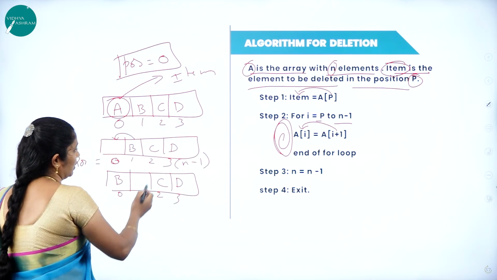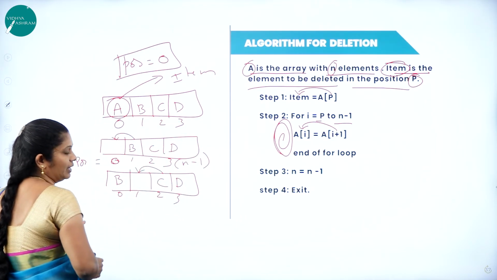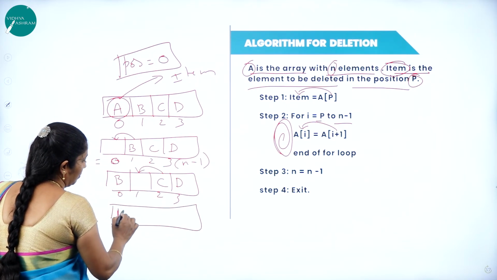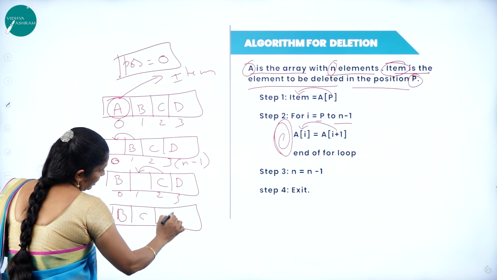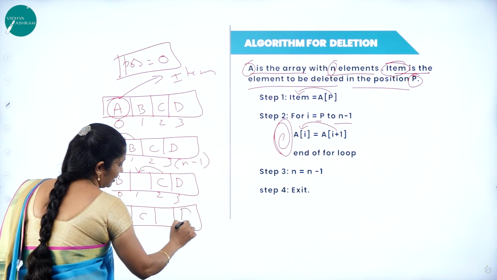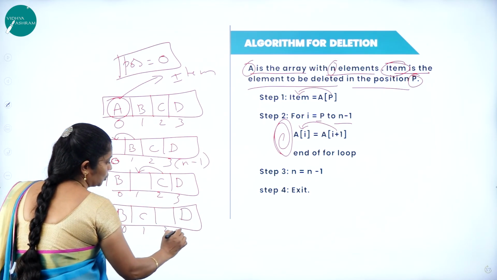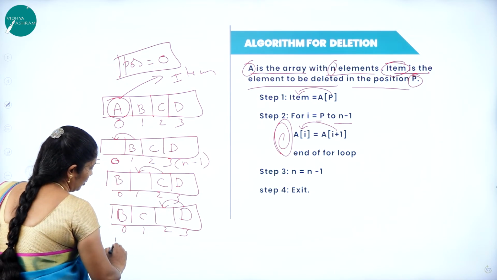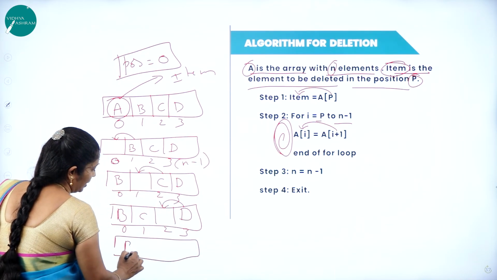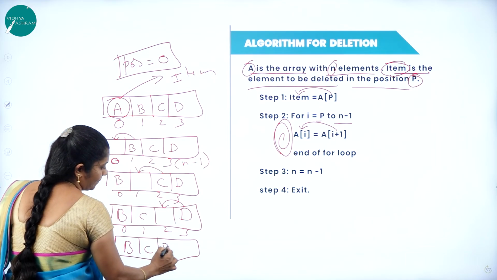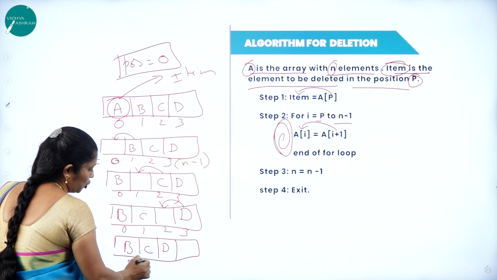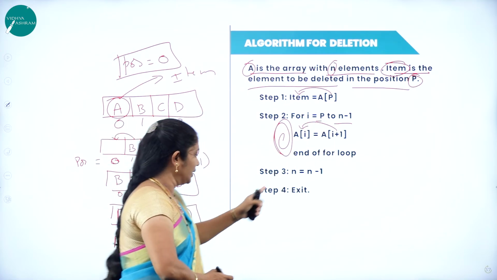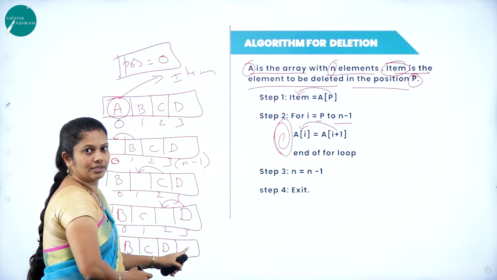Now we shifted this one. Next phase, we will shift this element to the lower order position. Now the elements become B, then C. Now we free this space, and then D. 0, 1, 2, 3. In the next phase, we move this D value here. Now the values become B, C, D. Position wise 0, 1, 2, 3. It means that the process will continue till the last element.